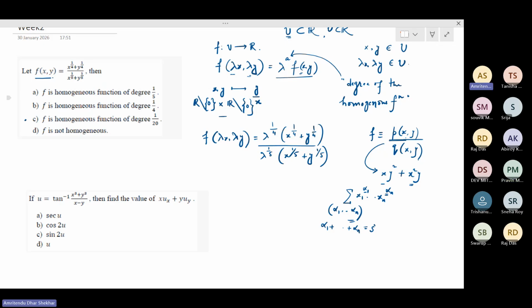The idea is as follows: whenever you see a function and want to check if it is homogeneous, you should plug in a constant like lambda and see if it factorizes out into lambda to the power a. There's no other way of checking it. If it factorizes out in a neat way, then it's a homogeneous function. If it's not, then it's not homogeneous.